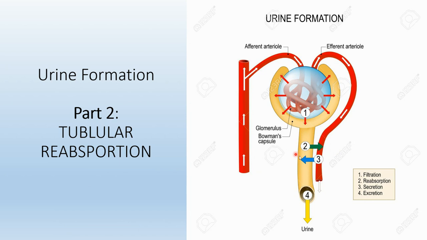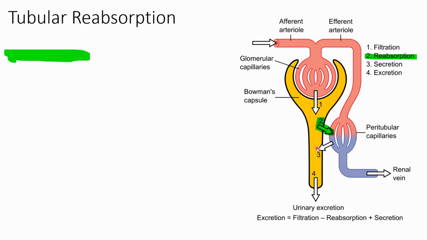So remember, reabsorption is where materials, once they've been filtered through the process of filtration number 1, next we're going to return some of those things back to the bloodstream. So this is tubular reabsorption. Tubular reabsorption is the return of filtered water and solutes back to the blood. So we've got our capillaries right here, and you can see that this is going to start immediately after filtration has occurred, and this is going to carry on through the rest of the nephron.